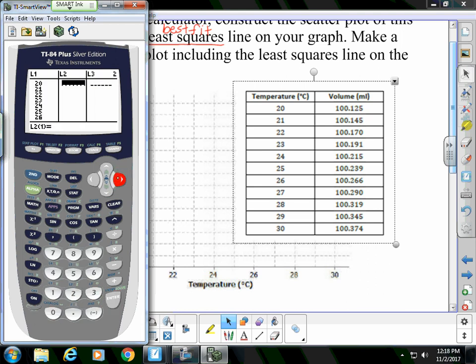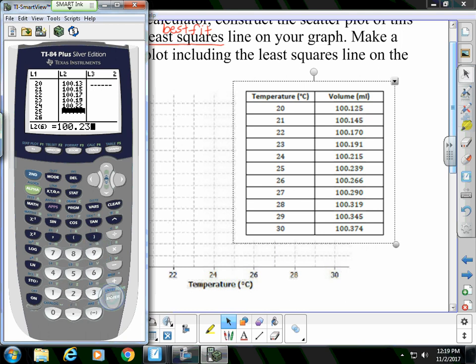And then over to L2, I'll put the next set of numbers, so 100.125, 100.145, 100.170, 100.191, 100.215. You'll notice that when I push enter, it looks like it's not putting the whole number there, but if you scroll back up at the bottom of the screen here, it really is holding that whole number. It just doesn't have room for it, so it looks like it's rounding it.